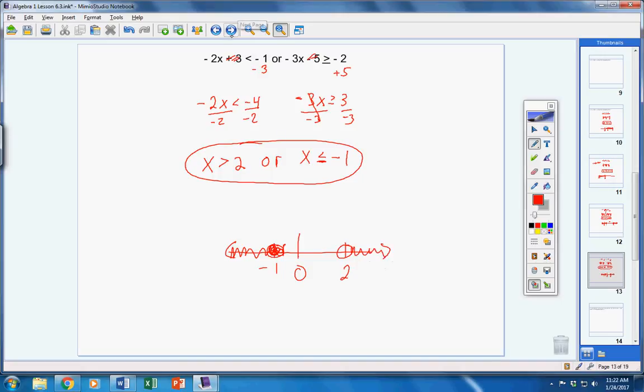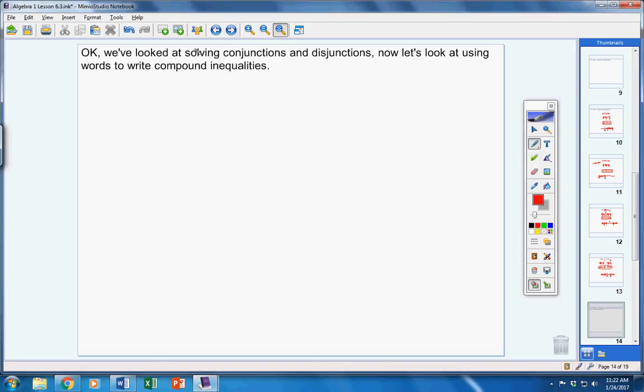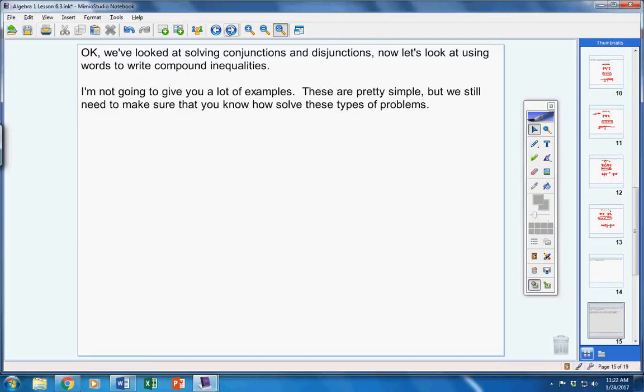Alright, now, so that's how you solve and graph conjunctions and disjunctions. Now we've looked at solving these. Now let's look at using words to write compound inequalities. I'm not going to give you a lot of examples. These are pretty simple, but we still need to make sure that you know how to solve these types of problems. So here we go.